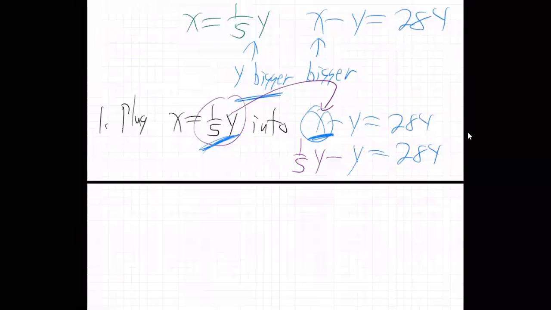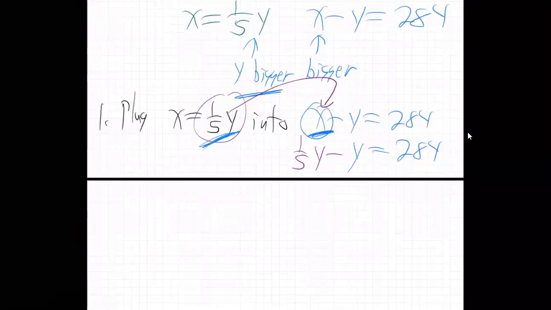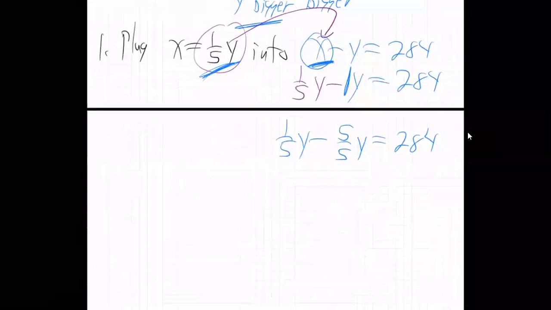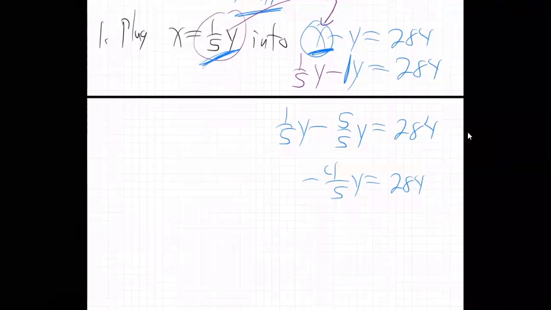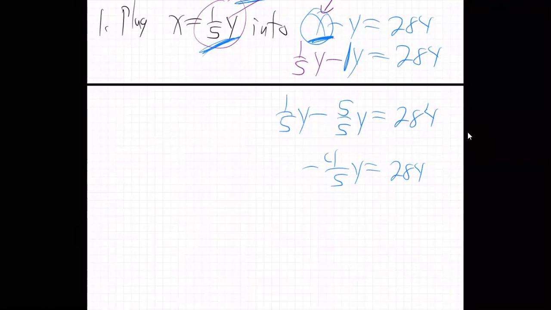Okay, and so then how do you subtract these? Well, you got to make this 1/5 y. This is a 1y, which is 5/5 y, right? Fancy way to say 1. And now that's minus 4/5 y is 284. Okay, now how do we solve for, notice we're getting the negative. How do we solve that? Well, you can multiply both sides by the reciprocal, but you got to use the negative, negative 5/4. And that'll cancel the 5s, cancel the 4s, and then the two negatives will make positive, won't they? So that'll be positive y or regular y.